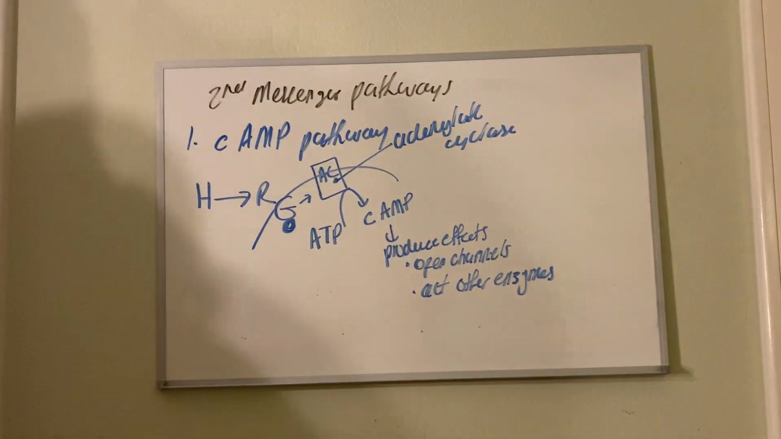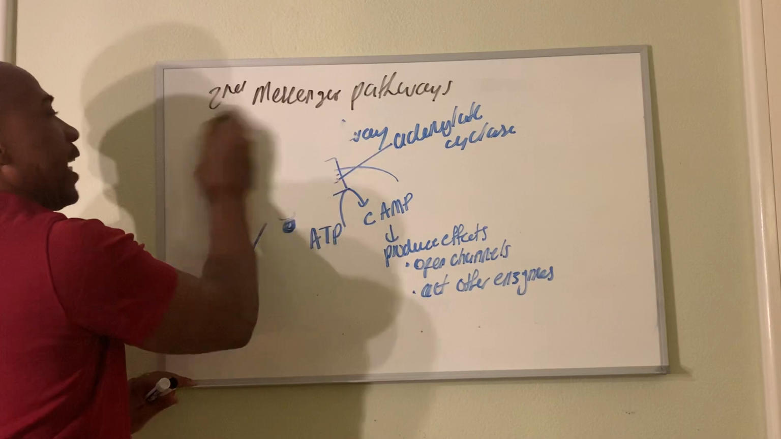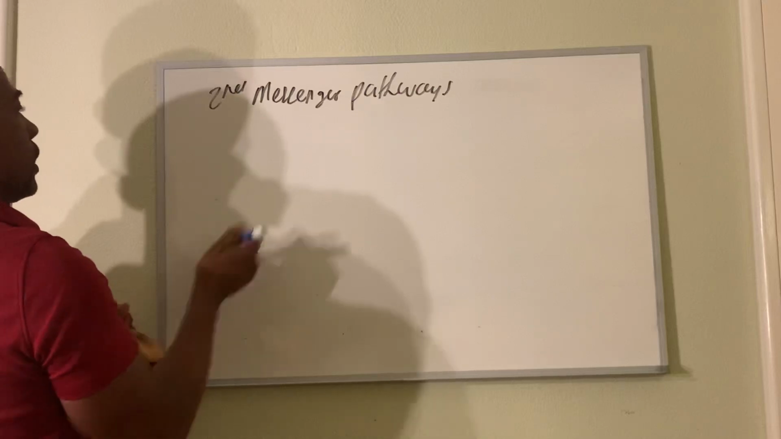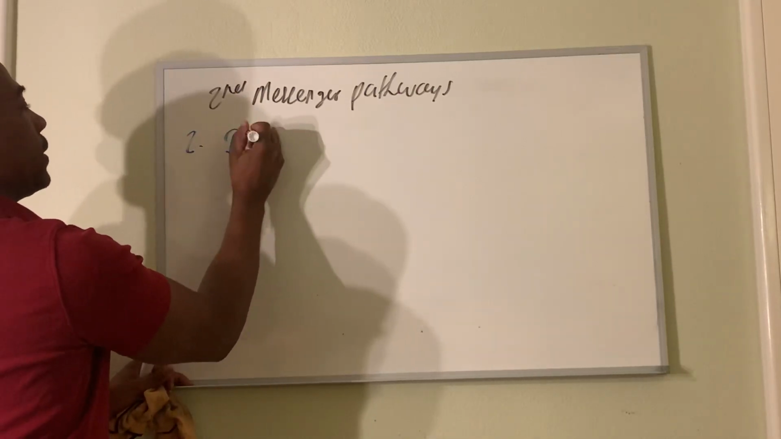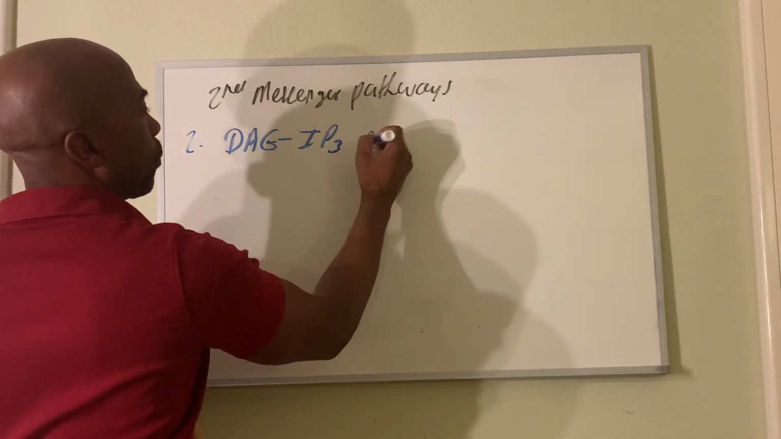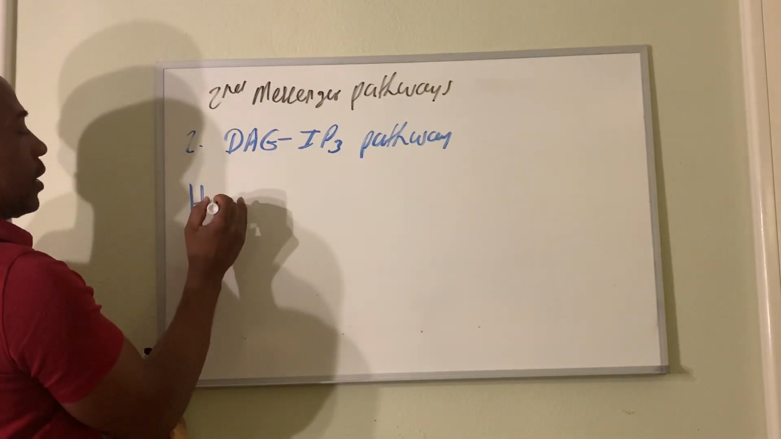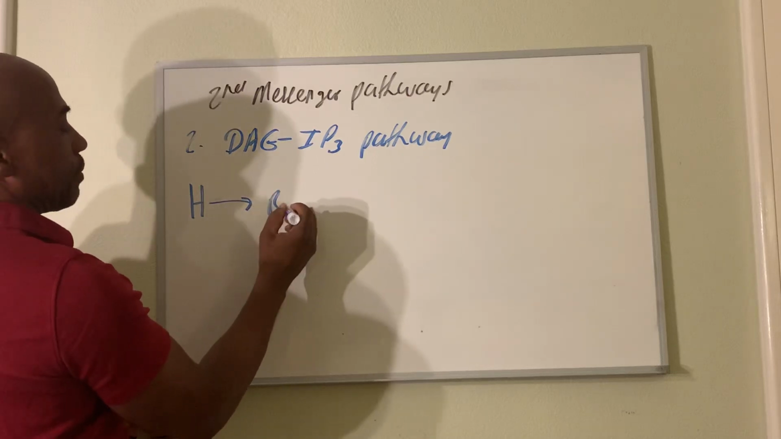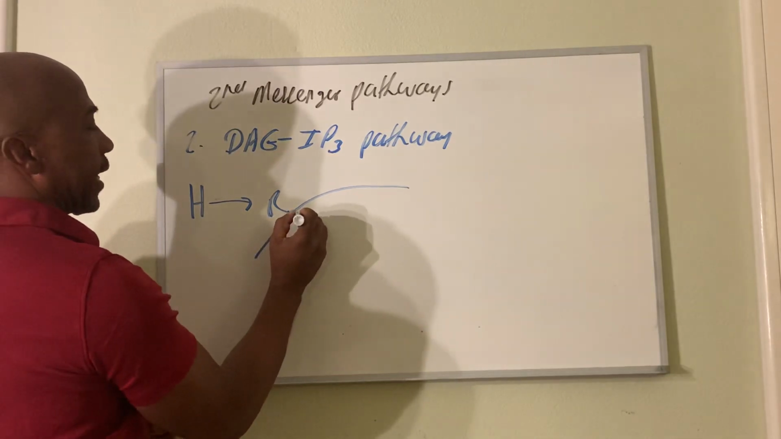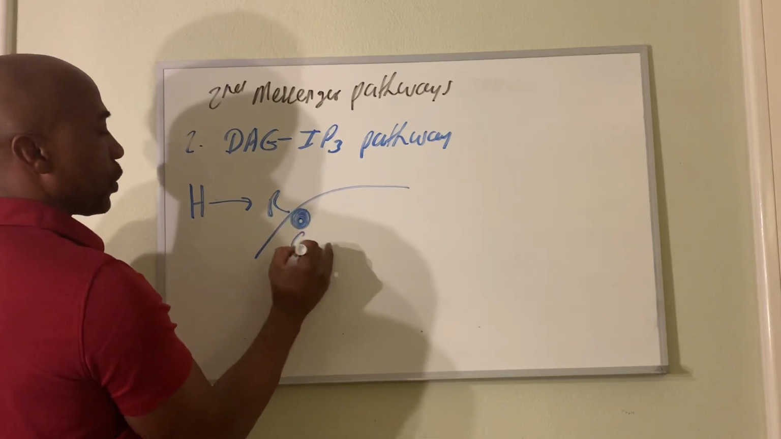Another pathway here that's used by, again, water-soluble hormones is what's called the DAG IP3 system. So another pathway, DAG IP3 pathway. And here we go. Again, first step, hormone binds to receptor that's on the cell membrane, okay? This then, once again, activates the G protein.